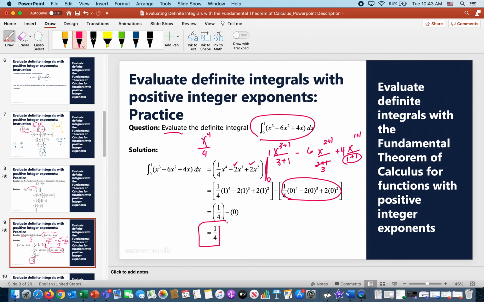So really the tricky thing is it's normally not finding the antiderivative. Normally the tricky thing is with this negative, making sure you put the correct value in the right place. So what I get from plugging in the top number goes first, and what I get from plugging in the bottom number goes second.